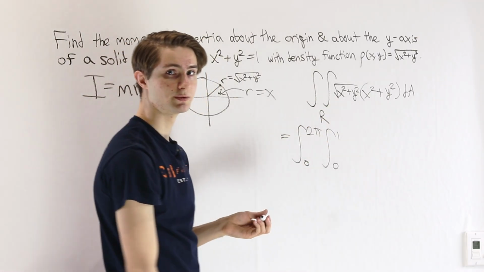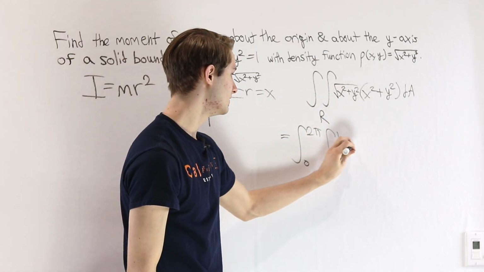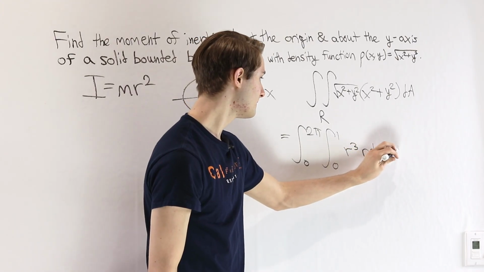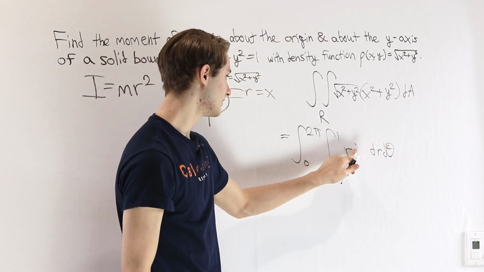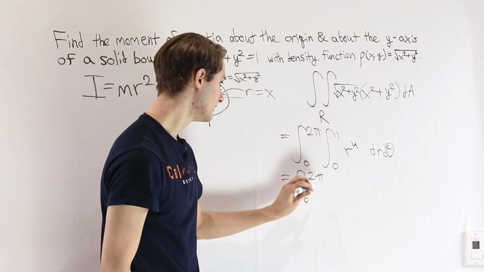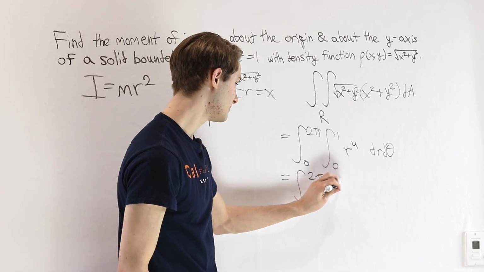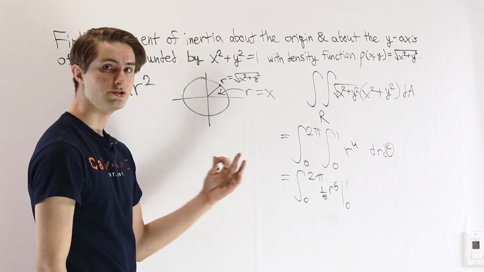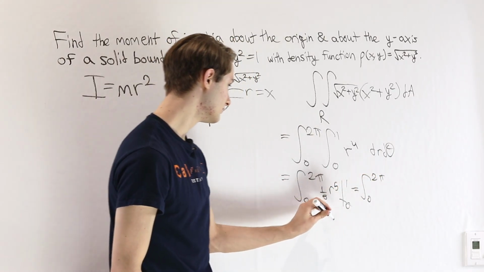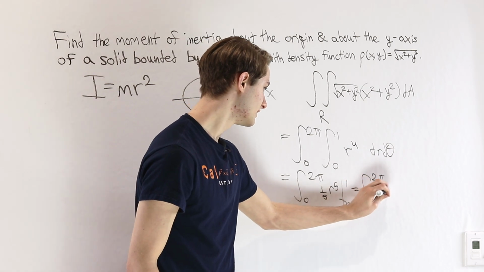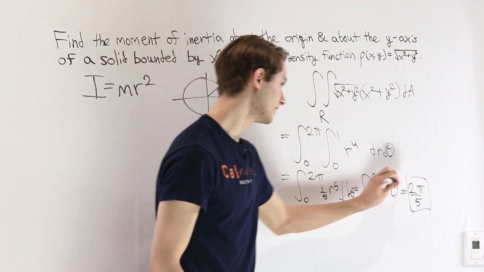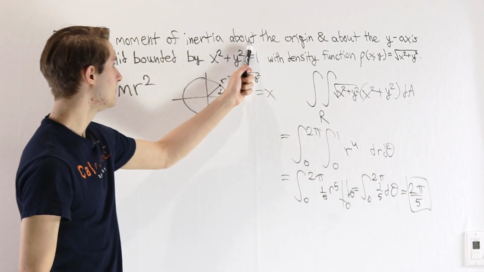r is the square root of x squared plus y squared. So this inside here is r cubed, and then the Jacobian will give us multiplying by r, dr d theta, which means we're actually going to have on the inside here r to the power of 4. If we do this out, we get the integral from 0 to 2 pi of 1/5 r to the 5th power, evaluated at 1 and 0. 0 to the 5th power is 0, so this part goes away, and we just have the integral from 0 to 2 pi of 1/5 times 1 d theta, and that's going to give us 2 pi over 5 as our final answer. That is the moment of inertia about the origin.